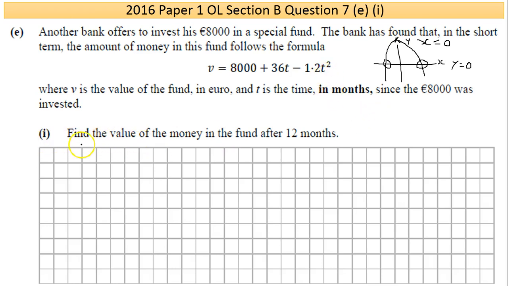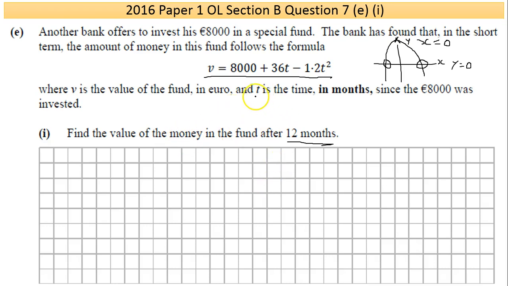Now, the last thing there, part 1, then find the value of the money in the fund after 12 months. So, to my mind, in a question like this, you only have really one option. You're given an equation. You're given a number. Why not throw it in?